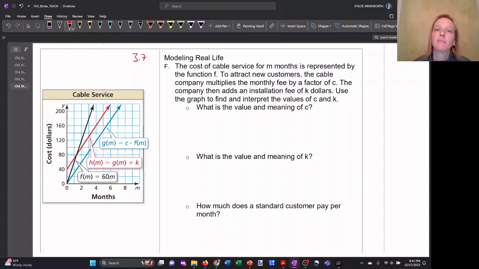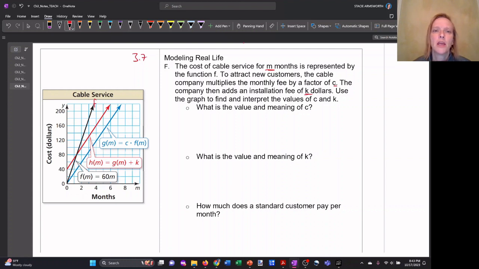If you imagine a cable company charging various customers for their cable services, the cost of those cable services for m months is represented by the original function written in black here, f. To attract new customers, you can imagine that the cable company might offer a discount by multiplying the monthly fee by a factor, a discount factor, c. The company could then add an installation fee to claw back a little bit of that money that they lost on the discount. And that installation fee would be k dollars.